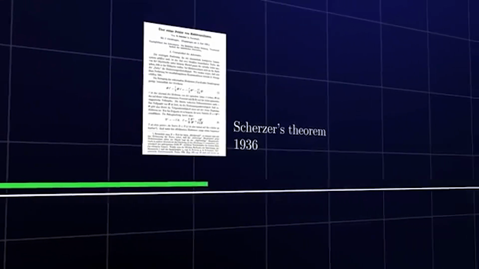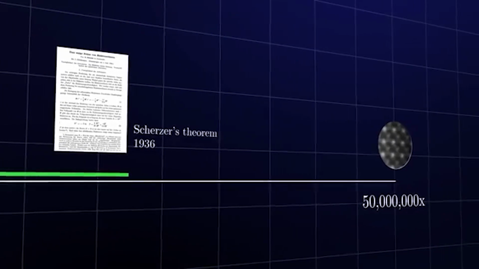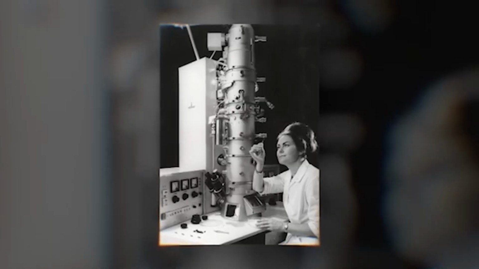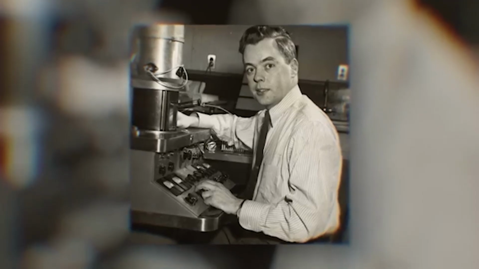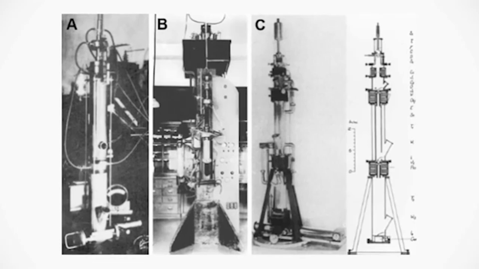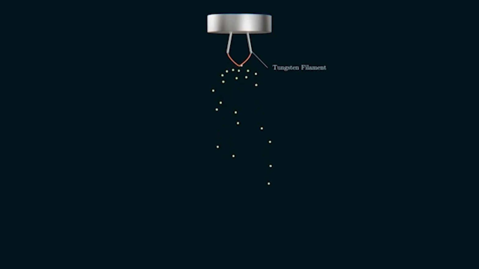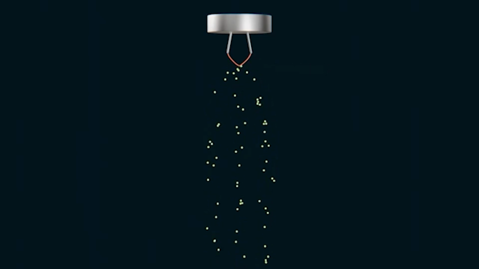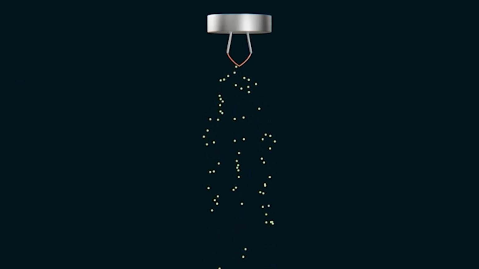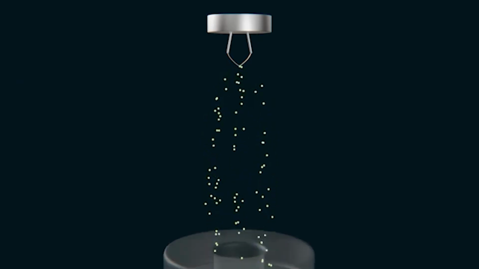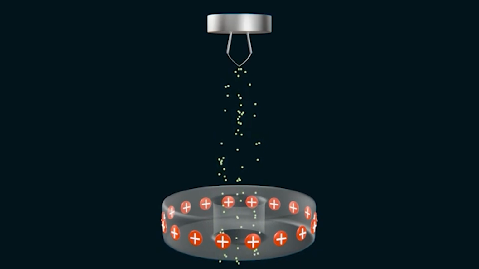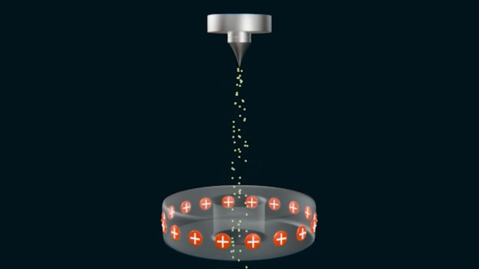Despite Scherzer's aberration limit, work on the transmission electron microscope continued. During the next 4 decades, people tried boosting the resolution with clever workarounds, and perhaps none more so than British-American physicist Albert Crew. His idea was to replace the tungsten filament, which fired off electrons at random, with a more directed source. So instead of boiling electrons off the surface, he tried pulling them off with a stronger electric field. And by sharpening the tungsten into a fine tip, he was able to create a narrow beam which was over 1,000 times brighter than before.